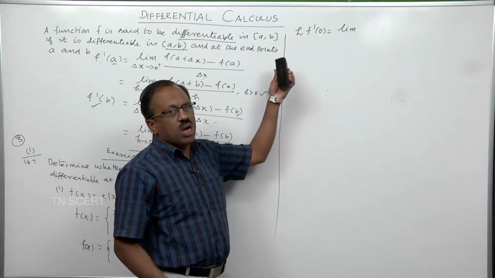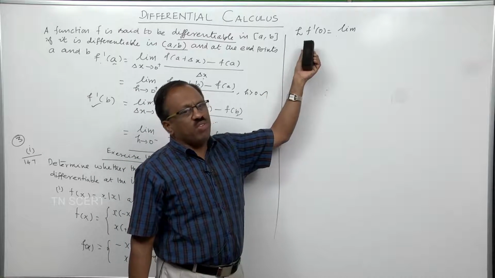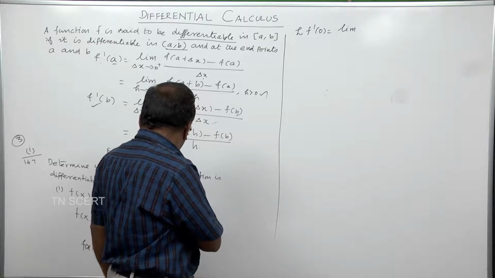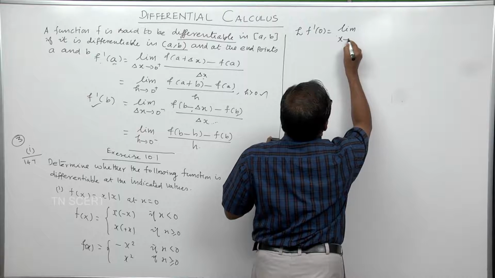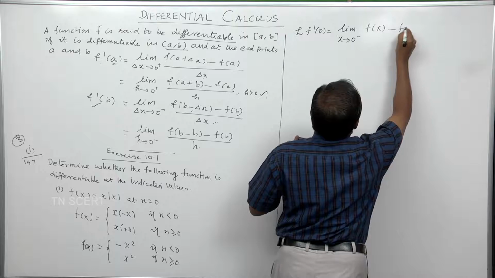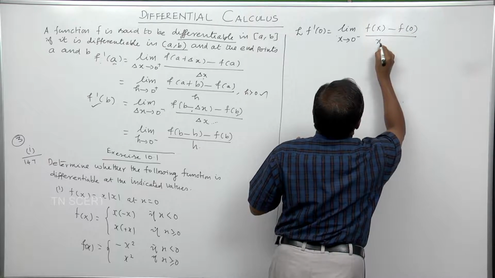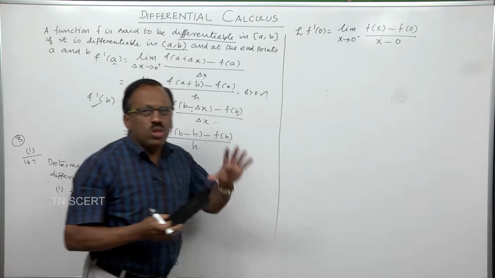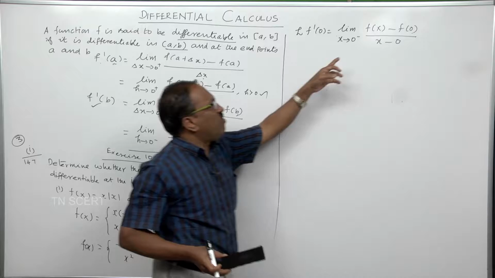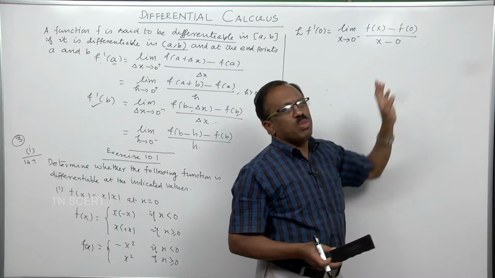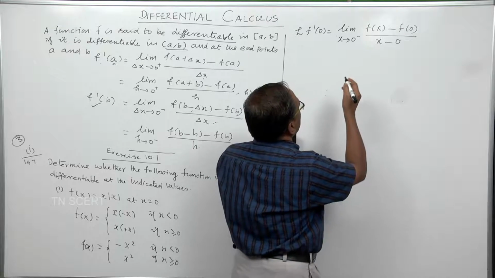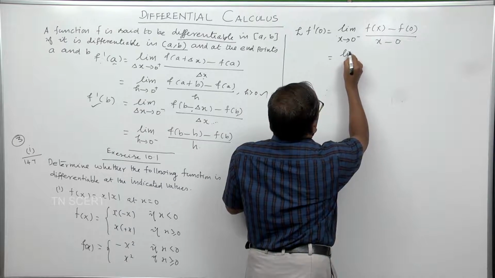Let me define the concept of limit, L of f dash of 0. What is that? It is limit x tends to 0 minus of f of x minus f of 0 by x minus 0. Remember that. This is how the function is defined based on this principle, f of x minus f of 0 by x minus 0.